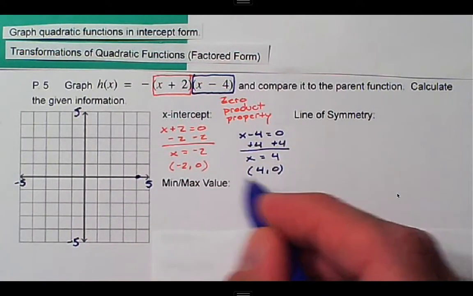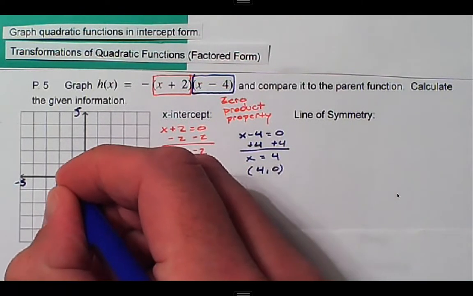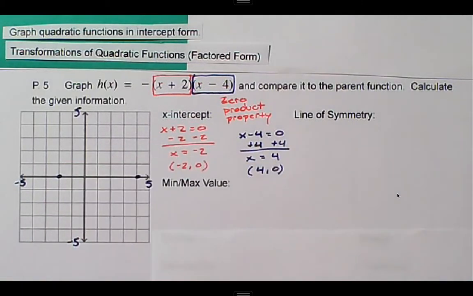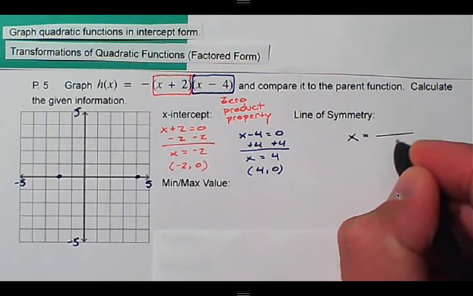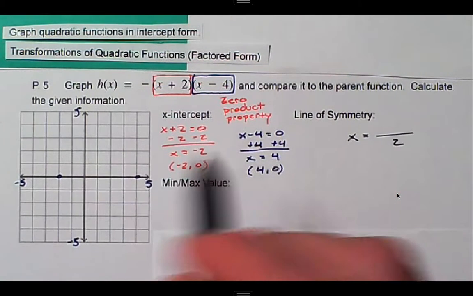So 4, 0, and negative 2, 0. Those are the points that we just plotted right there. And now the next thing we have to do is calculate the line of symmetry. And the line of symmetry we calculate by averaging our two zeros. So we know that x is going to be equal to something divided by 2 because we have two zeros.